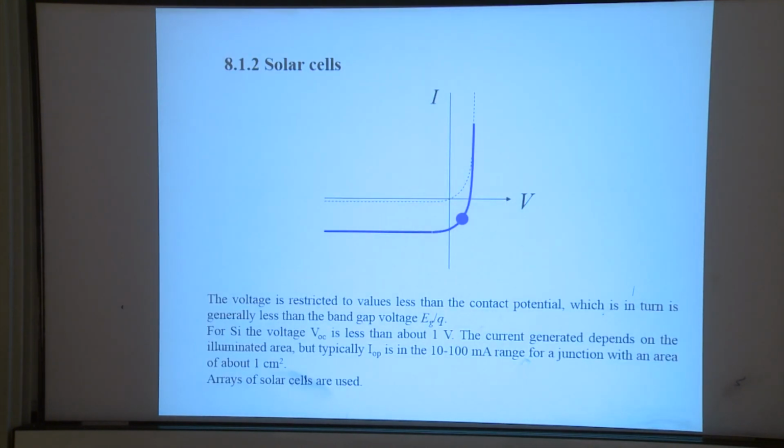Okay, so finally we go to the solar cell. Photodiodes are not necessarily used for solar cells. They can be photodetectors. But since this course is about solar cells, now we are focusing on solar cells. So for the solar cell, we are actually operating in the fourth quadrant of this IV curve.